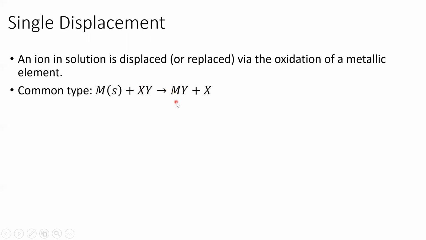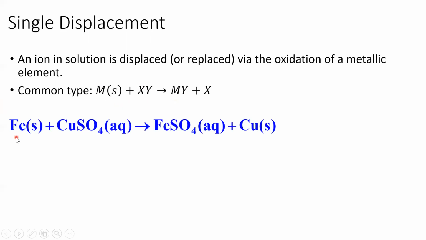Now that's generic. Let's look at a specific one. Iron, there's our metal, and we add it to a solution of copper sulfate. Well, since iron is a metal, it's going to displace the positive ion out of the compound. We're going to produce iron sulfate and copper.